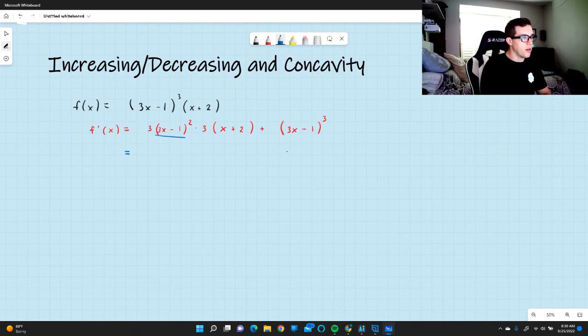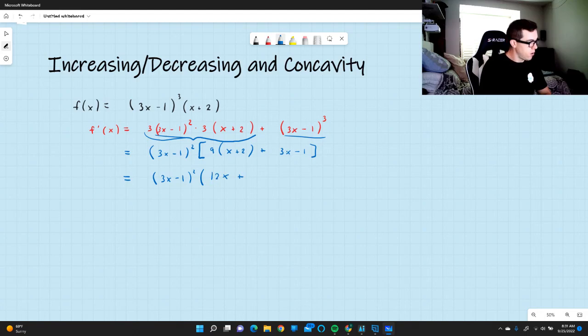So factor out whatever is in common. So notice there's a 3x minus 1 squared, a 3x minus 1 cubed. So I can take the 3x minus 1 squared, factored out of this term, and I'm left with a 3 and a 3, so 9 times an x plus 2. Plus, I took a 3x minus 1 squared out, so I'm left with just a 3x minus 1. This should happen in these types of problems where you're left with 2 factors. One will be a squared factor, and then we can reduce this one down. 9x plus 3x is 12x. 18 minus 1 is 17, so 12x plus 17.